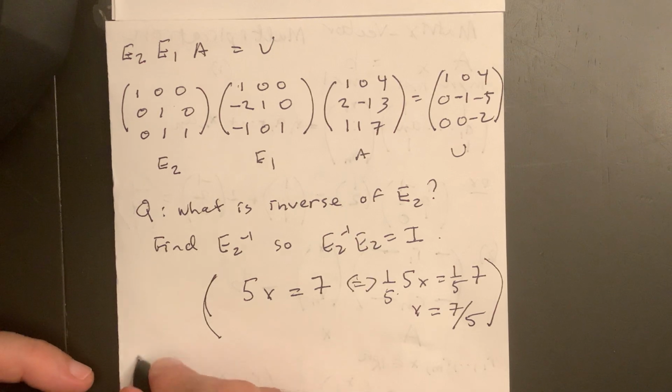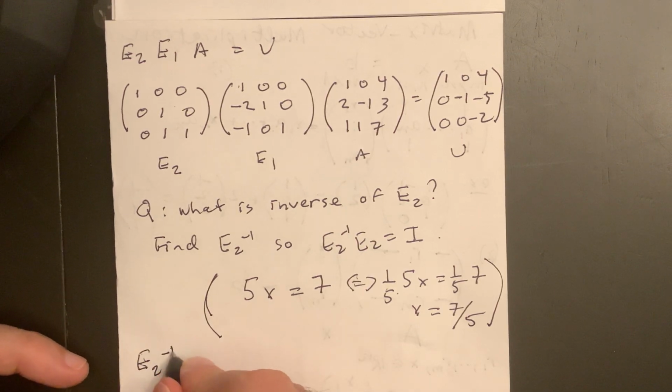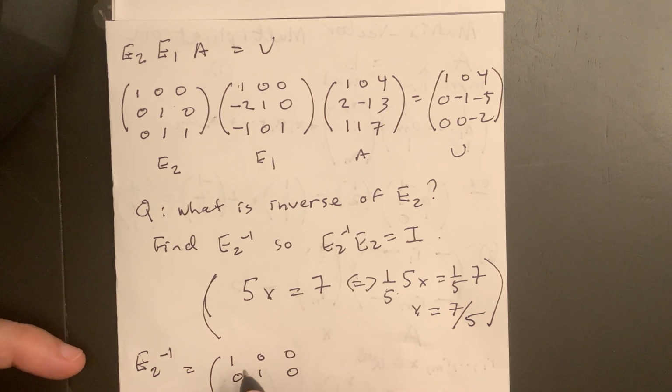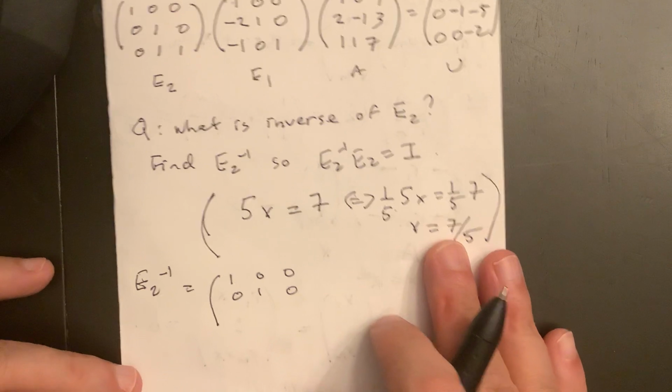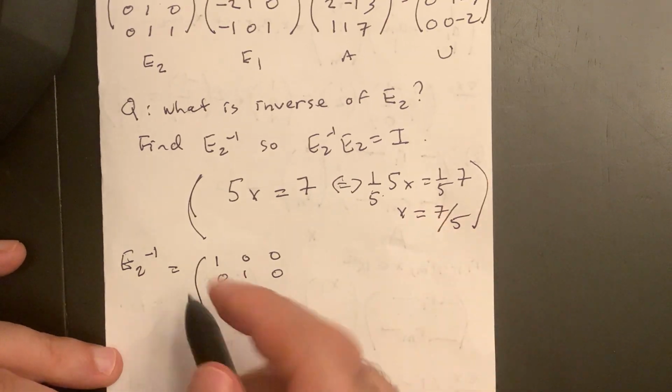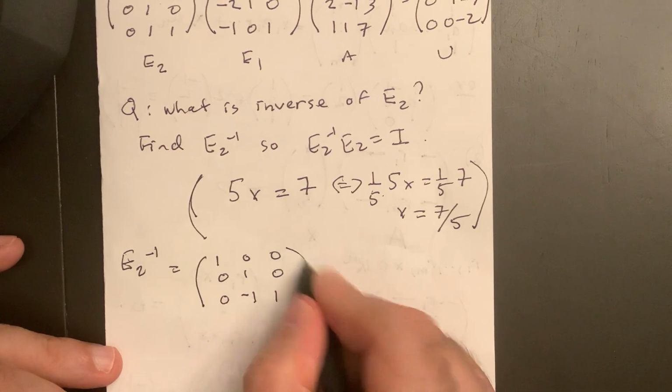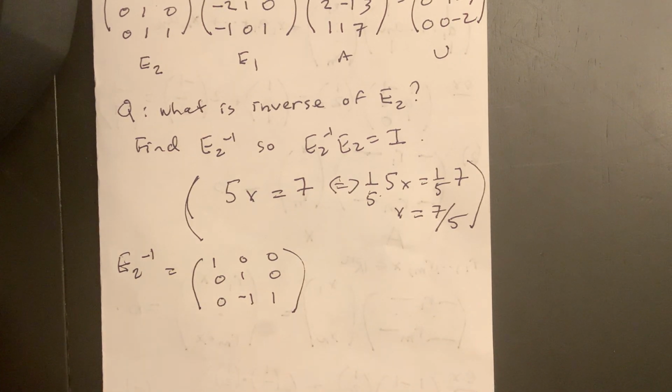So E2 inverse is equal to 1, 0, 0, 0, 1, 0. It doesn't do anything here, E2. So I don't want the inverse to do anything and mess the first or second row up. But for the third row, I want this. Now usually you can't figure out an inverse by inspection like this, but with these you can. You can just say, well, what is the action of that matrix? Let's undo it.